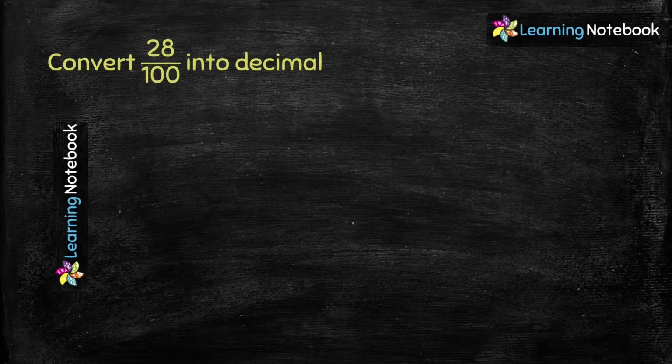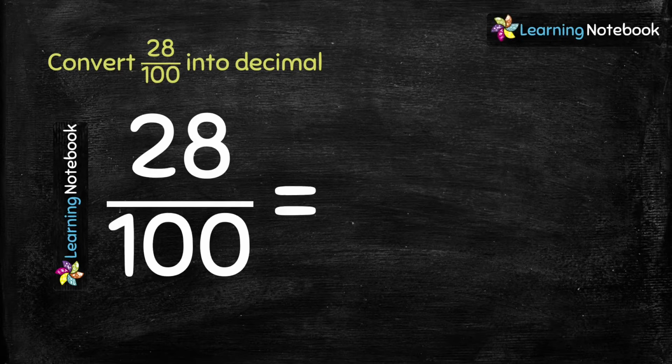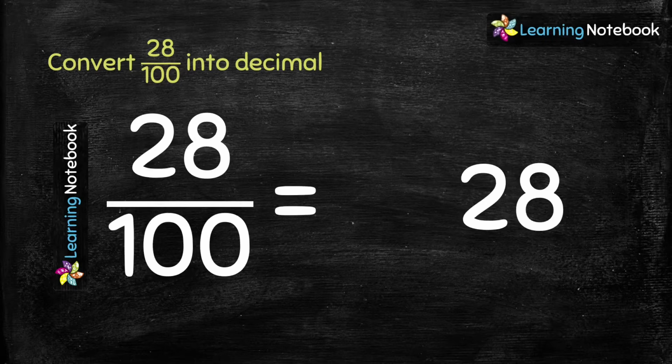Let's see the next question. Convert 28 by 100 into decimal. So here the numerator is 28. So we will write 28. And then we can see there are 2 zeros in the denominator. So let's place a decimal point at 2 decimal places. So we will count from right 1, 2 and put the decimal point. So the answer is 0.28.